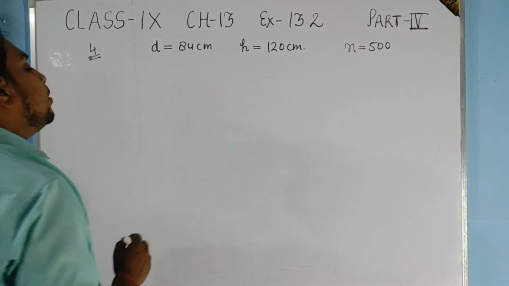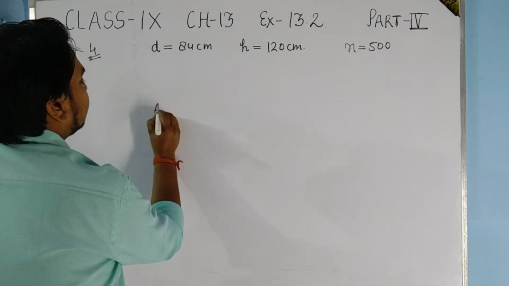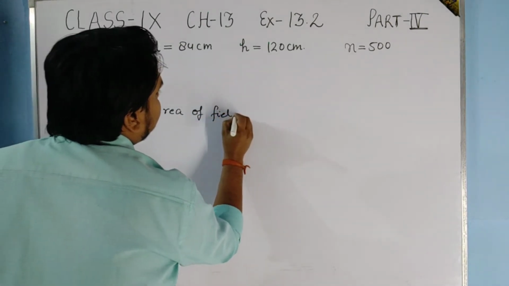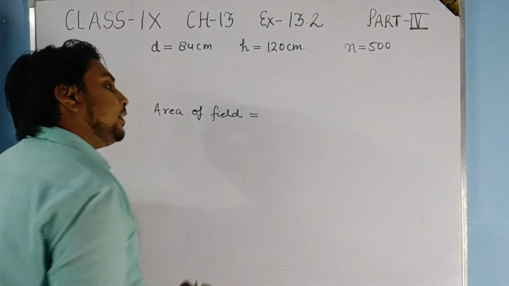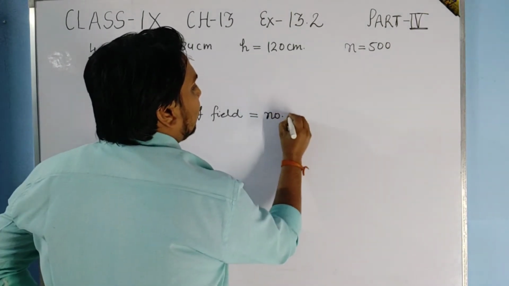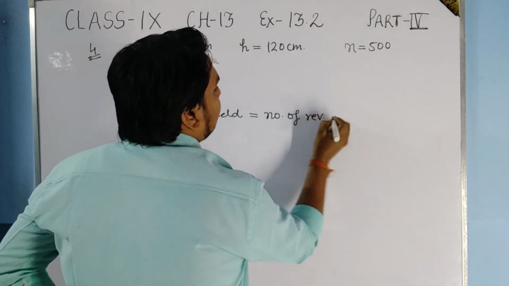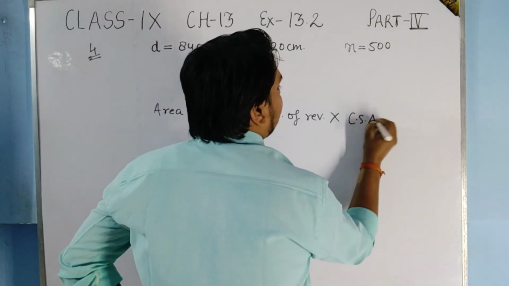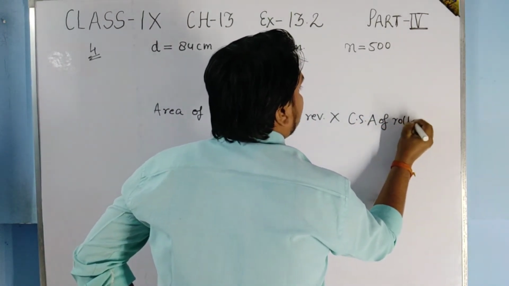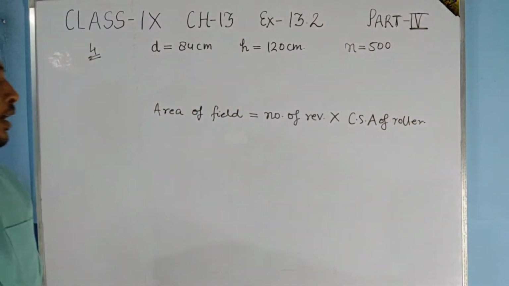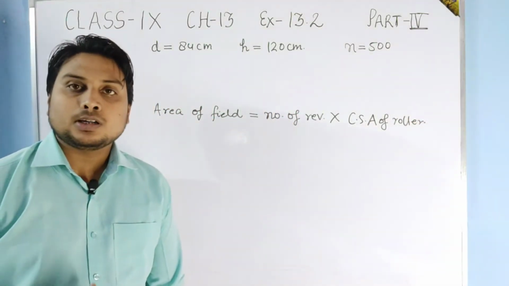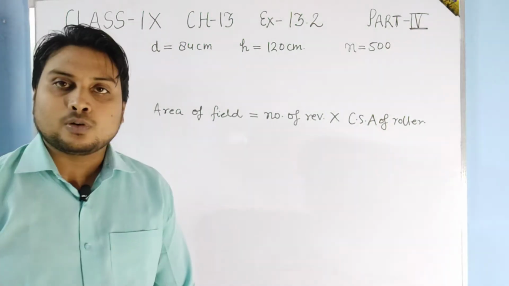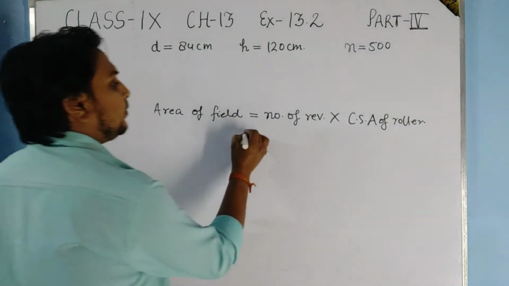Okay, so we have to find the area of the field. So that area will be equal to number of revolutions into curved surface area of roller. Okay, this concept we will use. The area of the field will be equal to what? The number of revolutions and curved surface area of roller. So area of field we have to find.